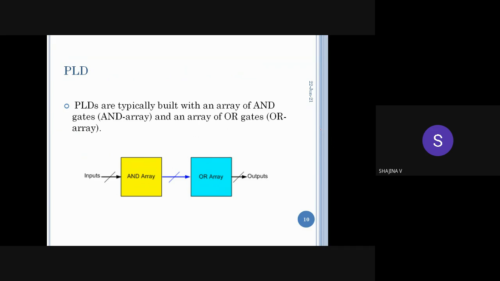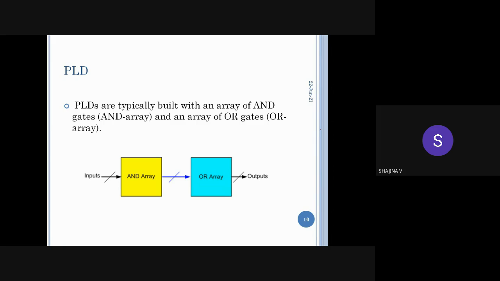PLDs are typically built with an array of AND gates and OR gates. Basically, there will be an AND array and an OR array. This is the basic structure of programmable logic devices.